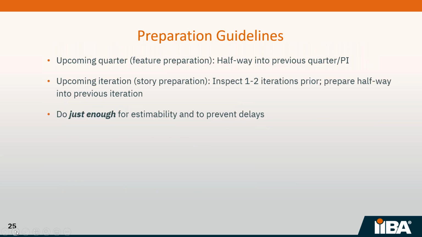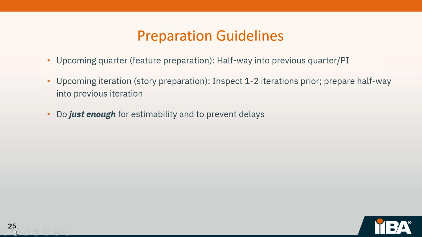So the general guidelines are for when do you actually begin this preparation. If you're using a time box approach, in which case you're doing quarterly planning, then about halfway into the previous quarter is when you should begin looking at the upcoming features for the next quarter. So that gives you roughly about a month and a half or so to get those things prepared enough so that you're ready to go when the release cycle or the next PI begins.